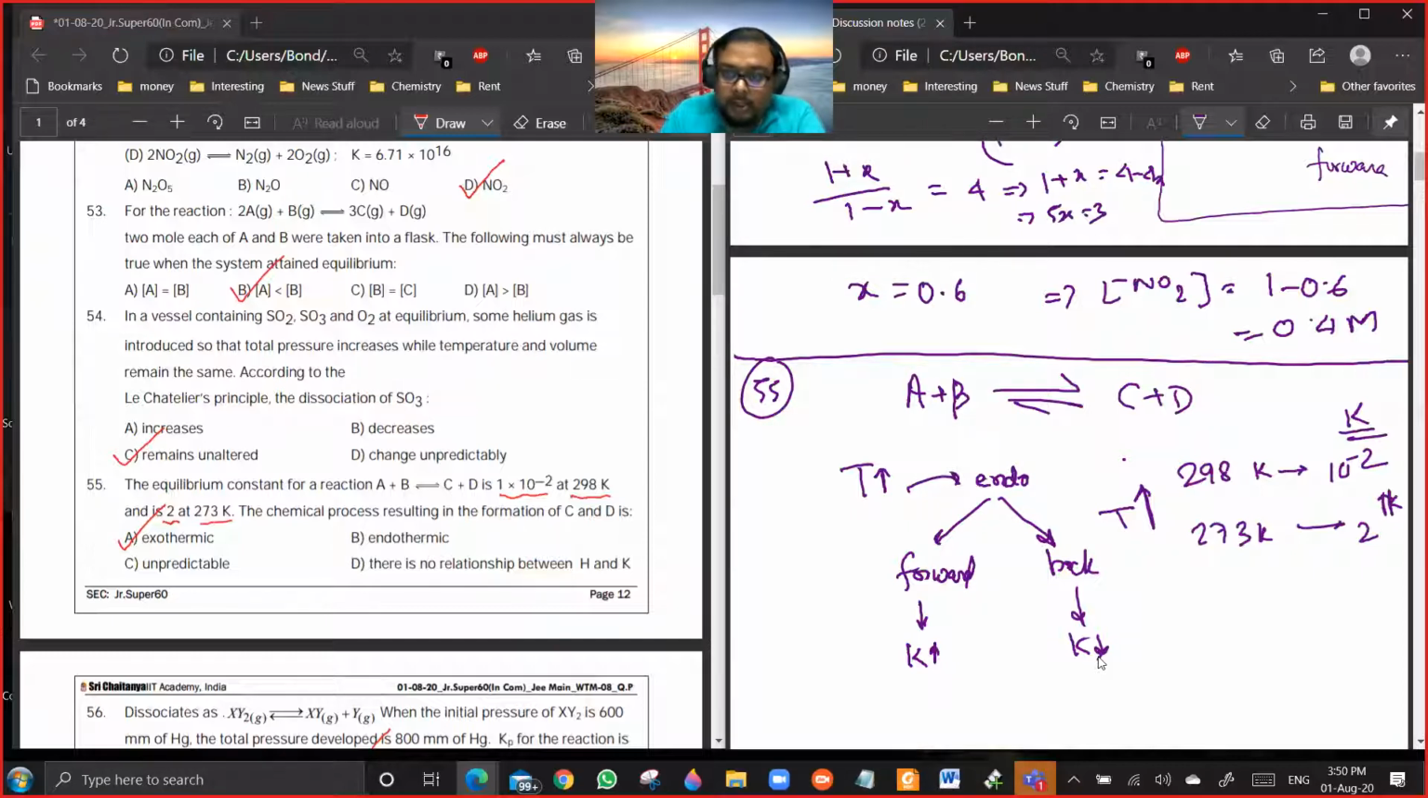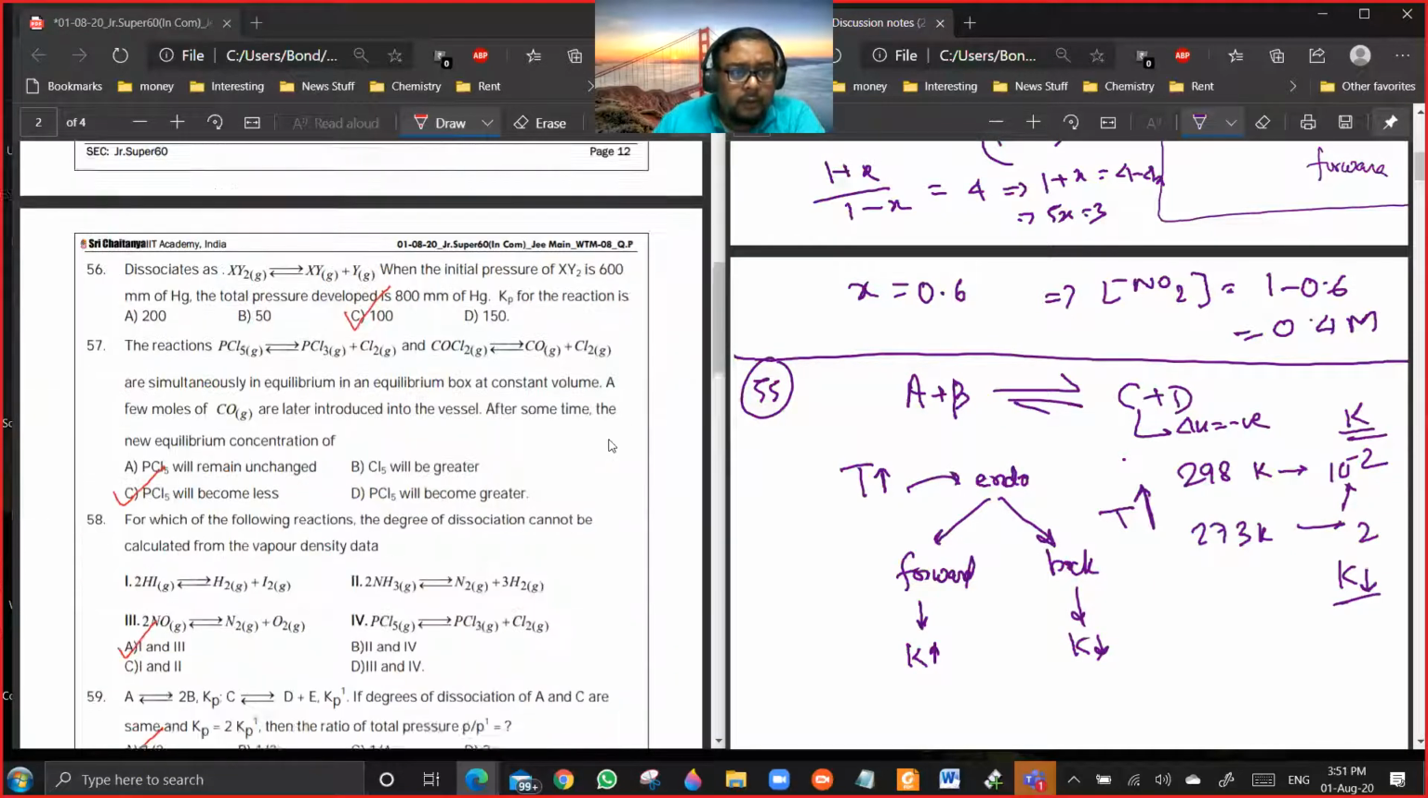K is actually decreasing here. As we are going from 2 to 10 power minus 2, the value of K is decreasing. So this means that the backward direction is endothermic. This means the forward direction is exothermic, so delta H is negative. So if delta H is negative, then the answer should be A. Are you getting a point? Okay, 55 is done.